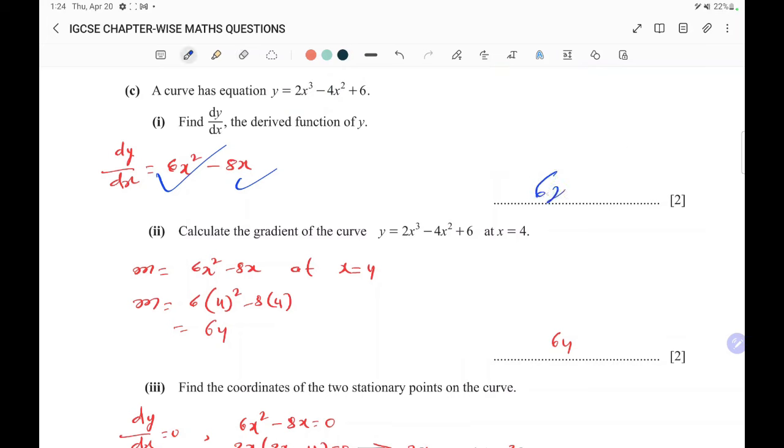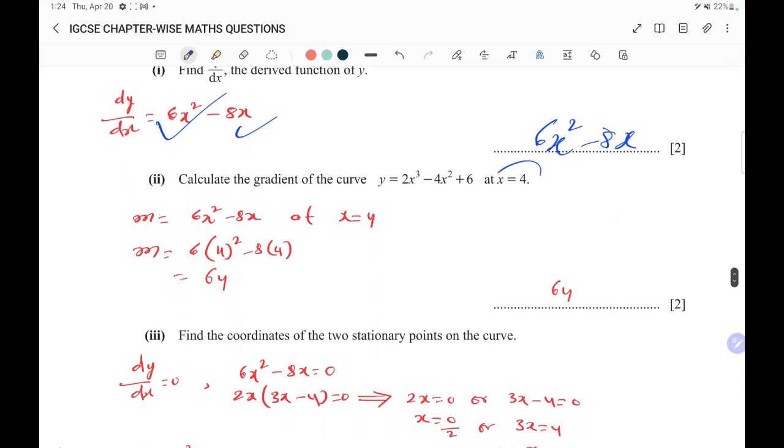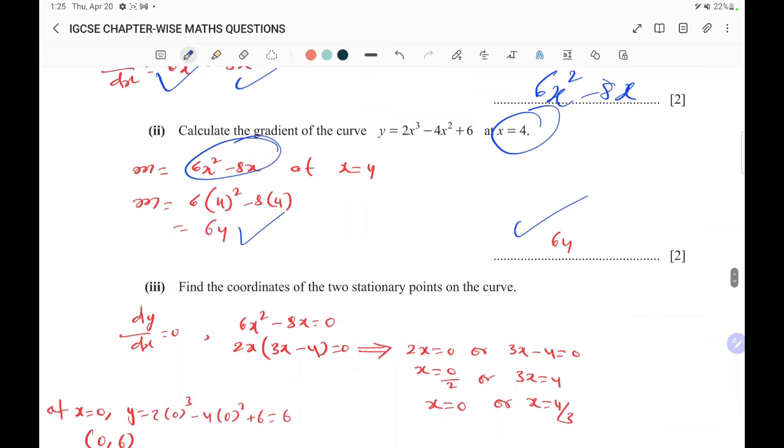So here we got 6x squared minus 8x. Calculate the gradient of the curve when x is 4. So just put x equals 4 here. 4 squared minus 8 into 4, that's 64.